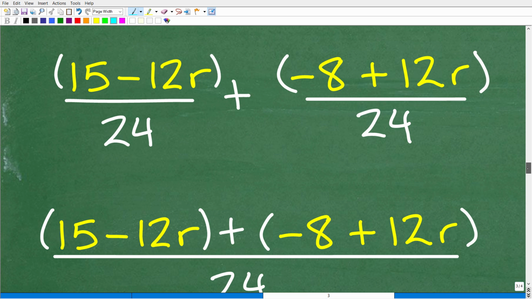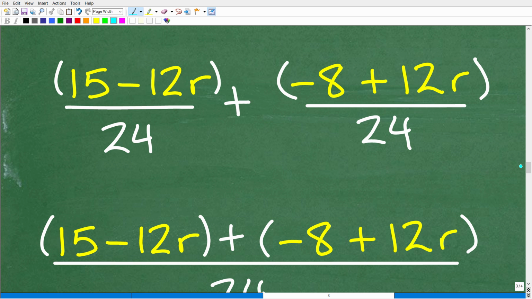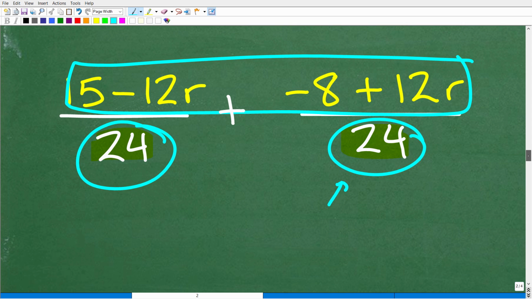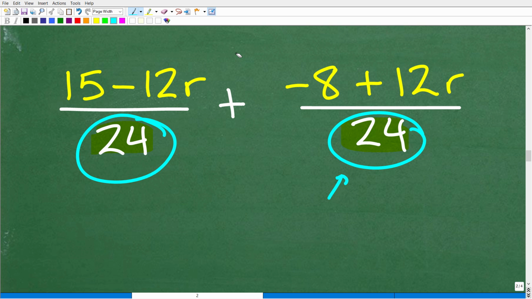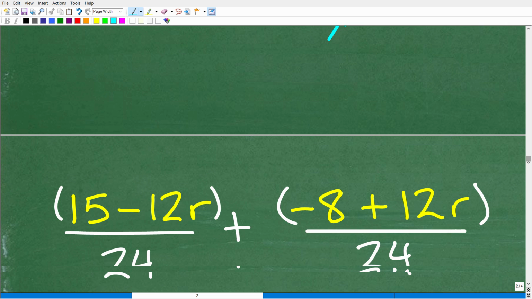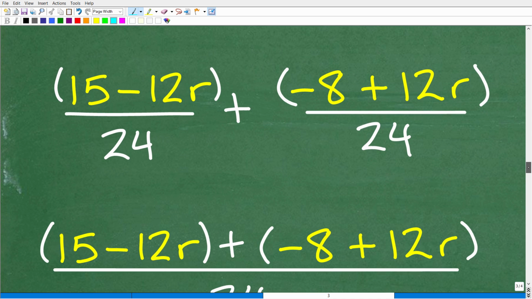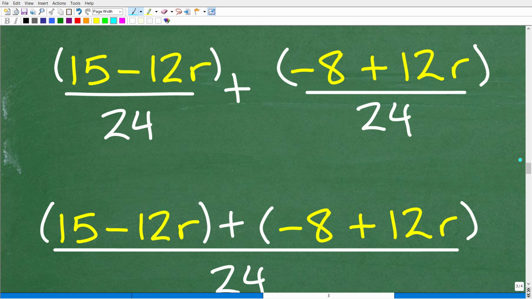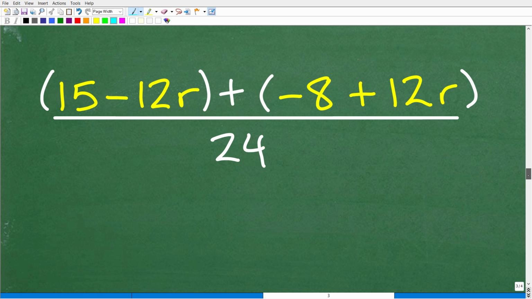So let's get focused here. Here's the problem. Now, some of you might say, shouldn't I put my parentheses around this expression right here? Yes, you can. No problem there. That's not really going to help you at this point, but go ahead and get in the habit. Now we're going to add the numerators. We add this and this, and here is what that's going to look like, and we put that over 24.